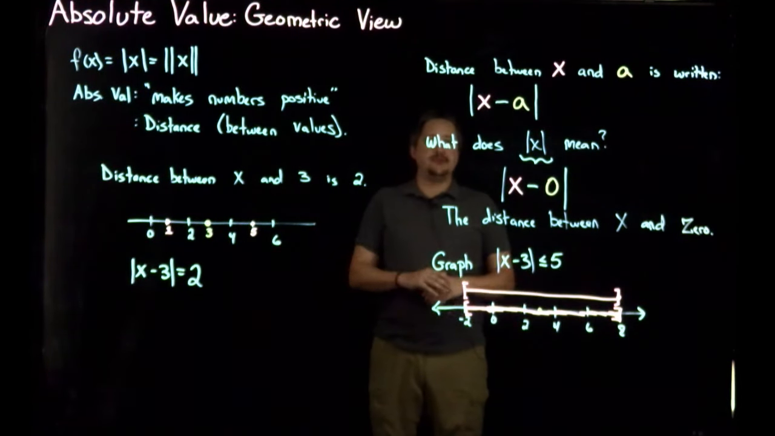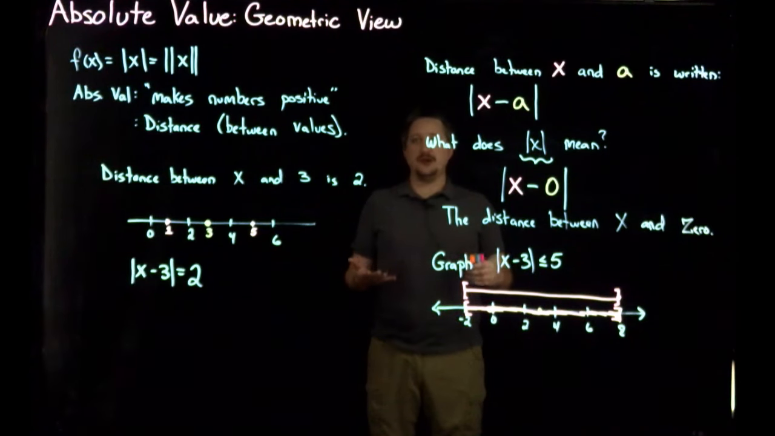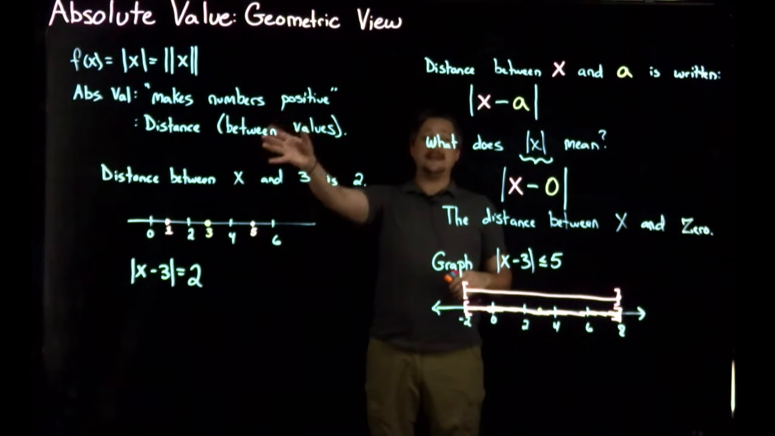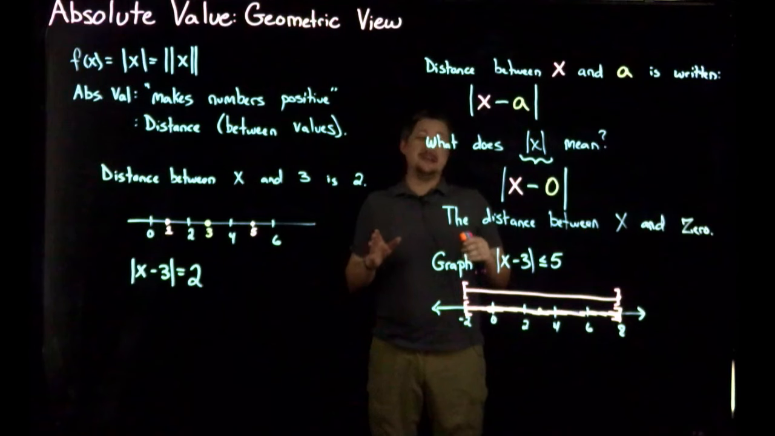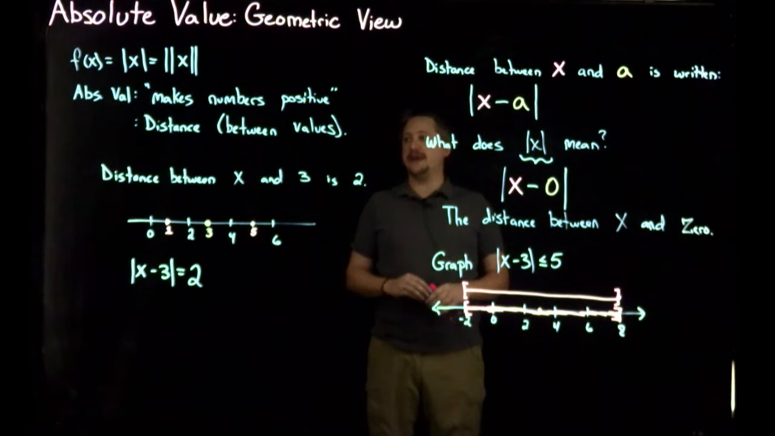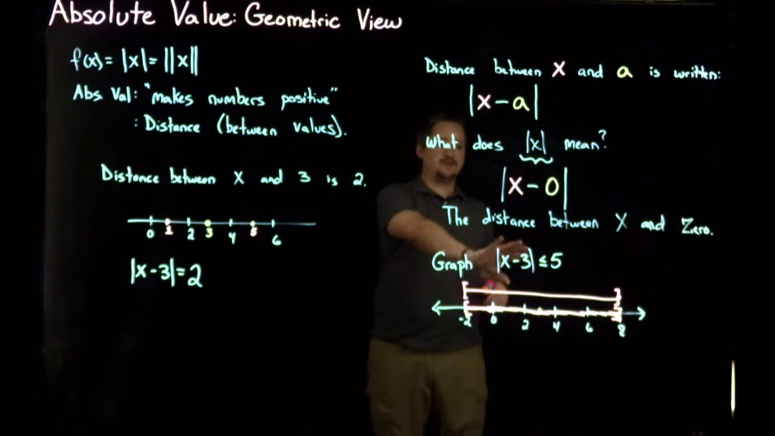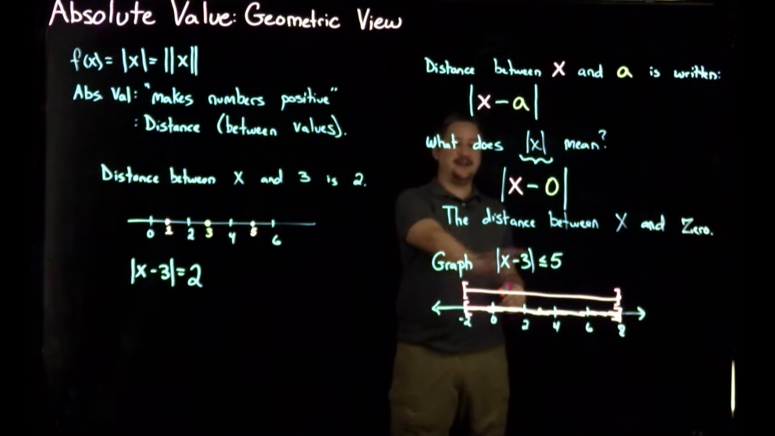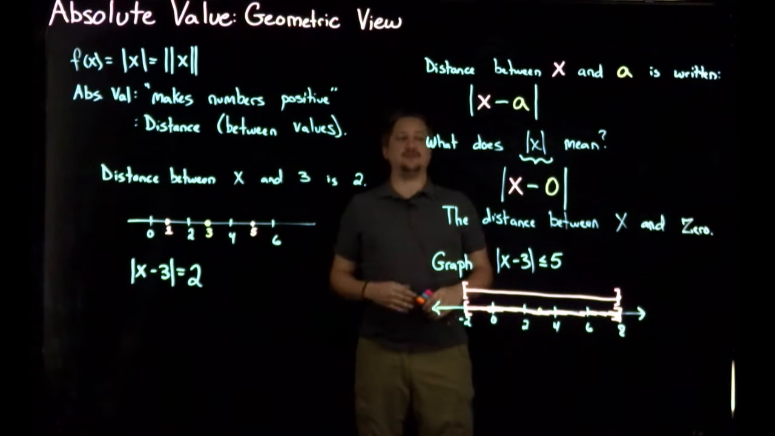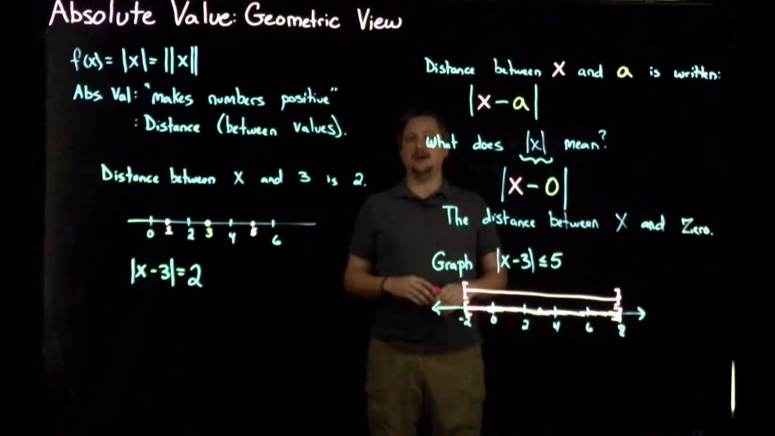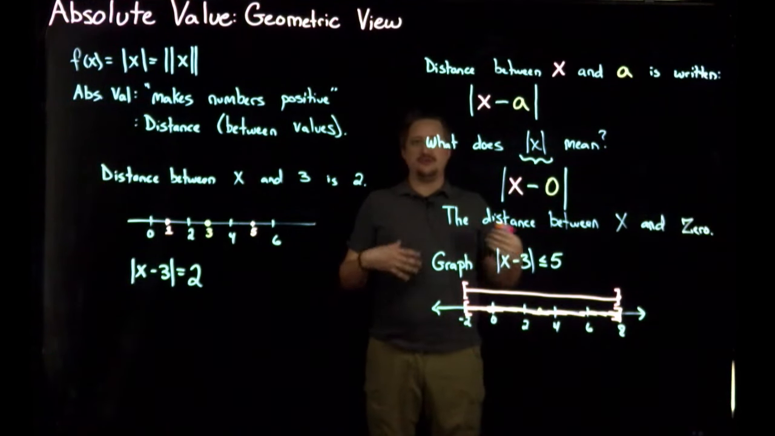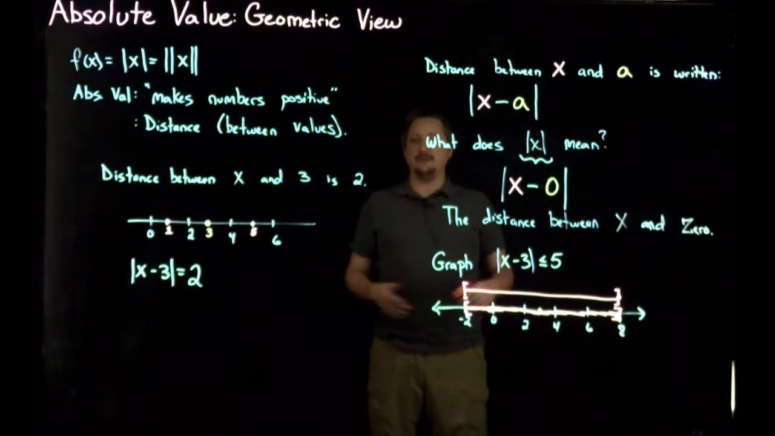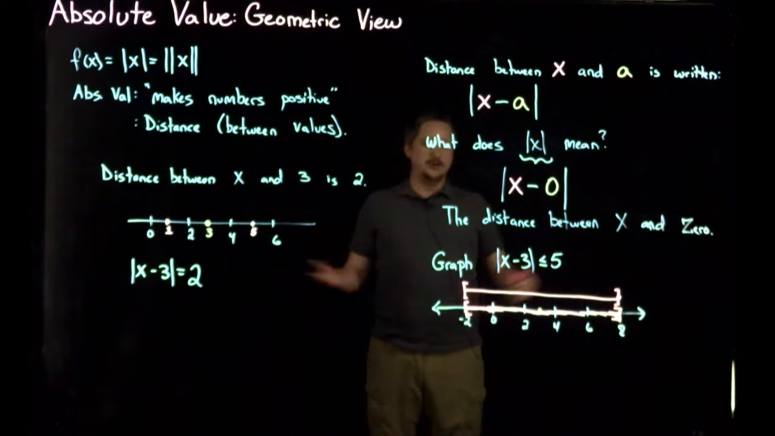So that's pretty much that, geometric view. Distance, great way of understanding it. This idea of making numbers positive is a more analytic way of doing it, and that's what we'll cover next. And this idea of graphing by shading in to represent all the correct values, we'll see a lot of that later on when we talk about solutions to equations involving absolute values. Okay, so that is that.